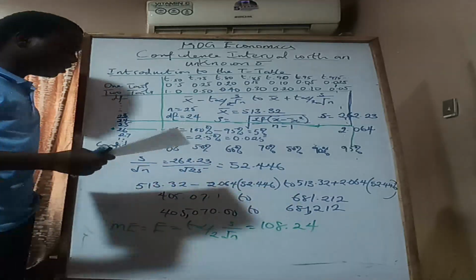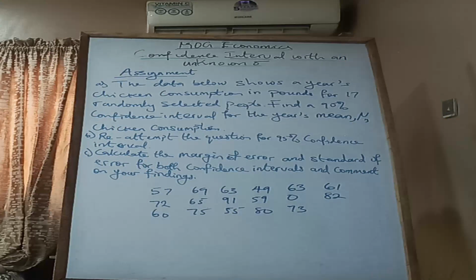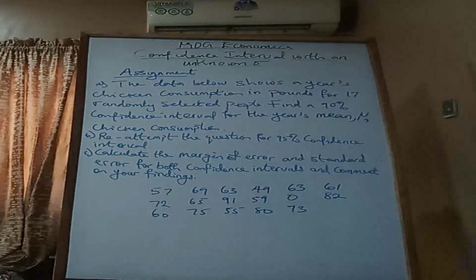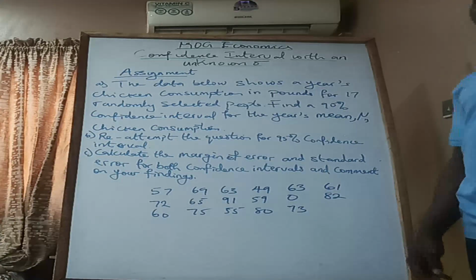I am pretty much happy to bring this series to an end. So next is our assignment. Assignment A. The data below shows a year's chicken consumption in pounds for 17 randomly selected people. Find the 90% confidence interval for the year's mean chicken consumption. Then B, reattempt the question for a 95% confidence interval. Then C, calculate the margin of error and the standard error for both confidence intervals and comment on your findings.